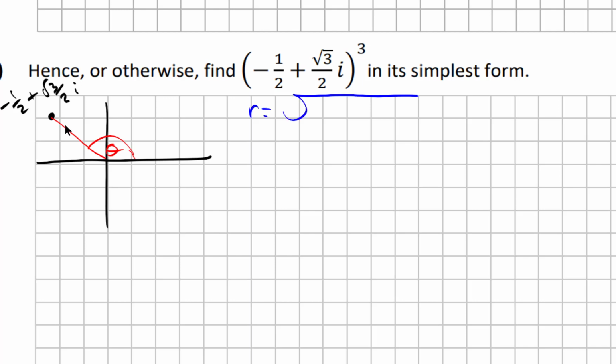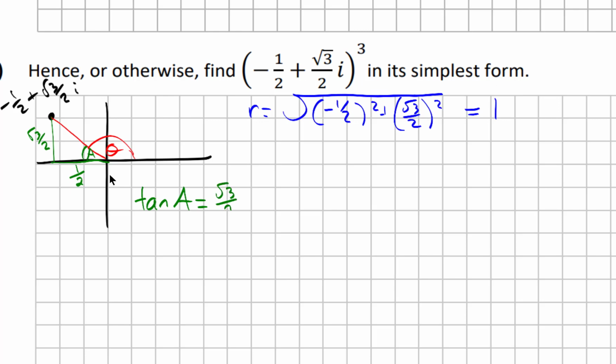So let's get the modulus first of all. r is equal to the square root of a squared plus b squared, minus a half squared plus root 3 over 2 squared, which will equal 1. And then we have to get the angle theta. Now, before we get the angle theta, I think it's easier to get the angle A and then take it away from 180 to get theta. So to get the angle A, that distance is a half and that distance is root 3 over 2. So we can say that tan of the angle A is equal to the opposite over adjacent, root 3 over 2, all over a half, which is basically equal to root 3.